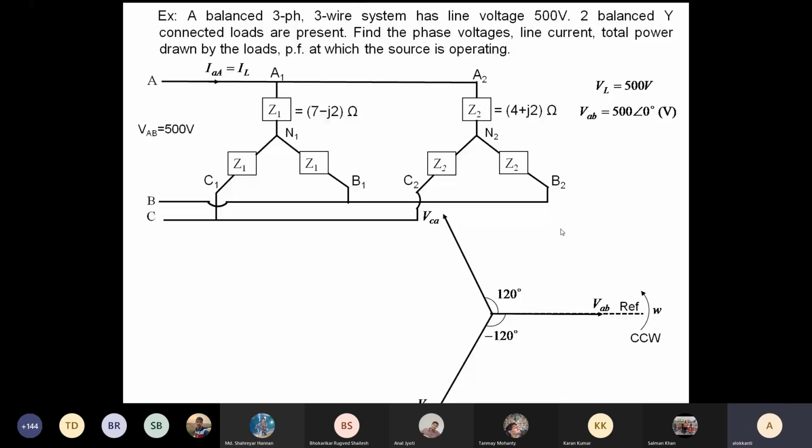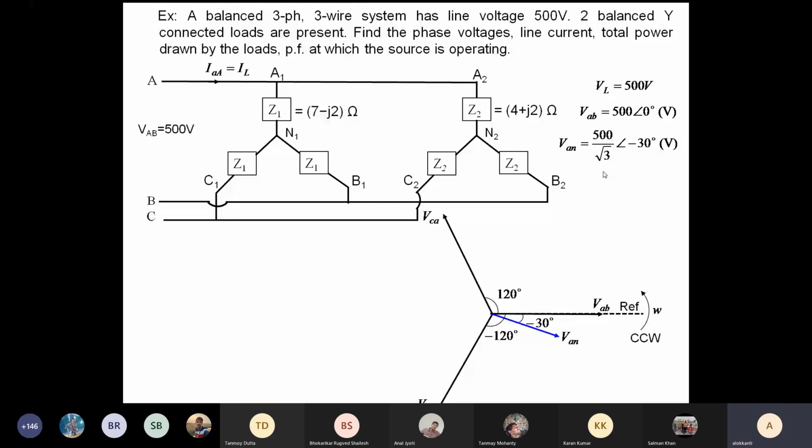VAB I have kept at 0, so VBC is at minus 120 degree, VCA is at 120 degree plus. So VAN, that is the phase voltage, because here it is a star connected load. The answer was 97.511 angle minus 10.63 degree for the IL. The magnitude is okay, the angle is wrong. VAN is at an angle of minus 30 degree and the magnitude is 500 by root 3. So basically your VAN is somewhere here.